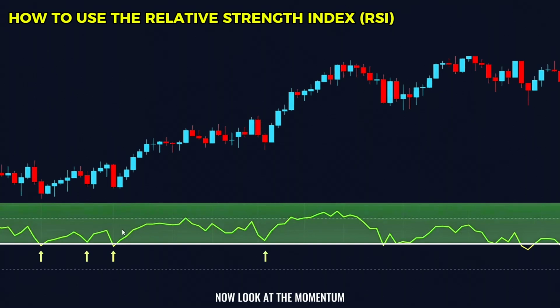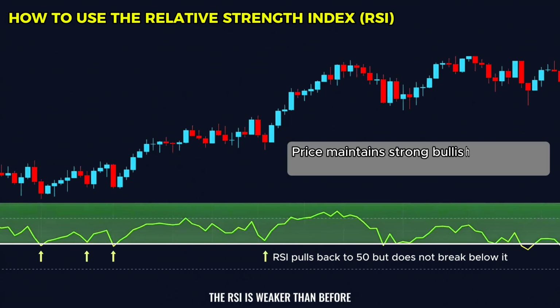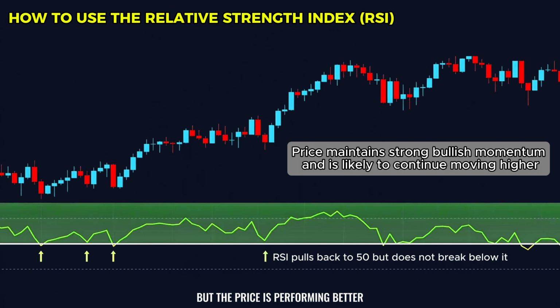Now look at the momentum. The RSI doesn't make a higher low. Instead, it makes a lower low. The RSI is weaker than before, but the price is performing better. That's the idea behind hidden divergence.